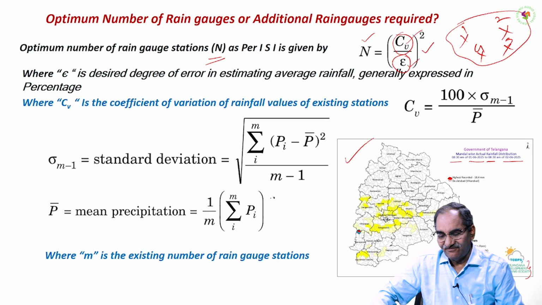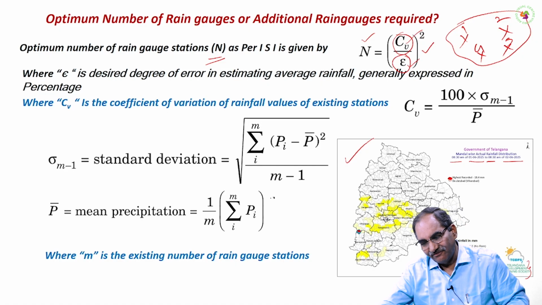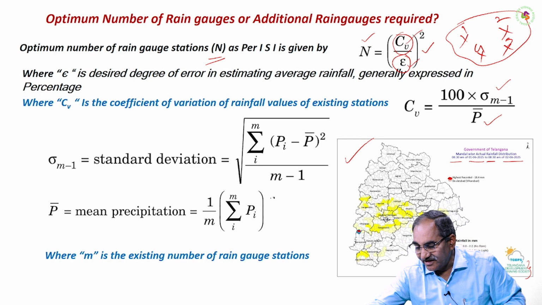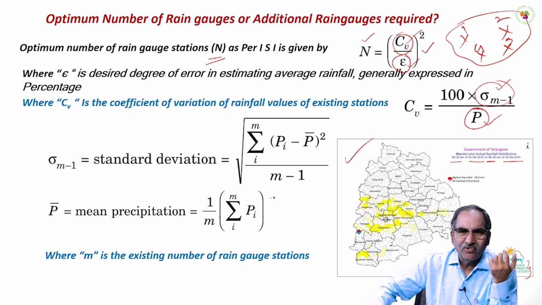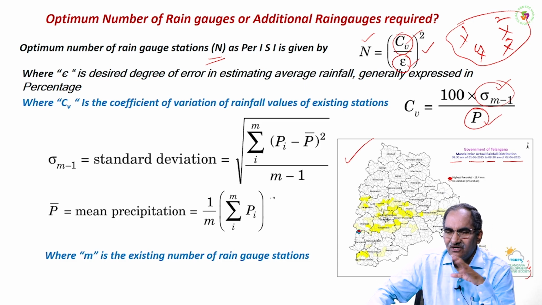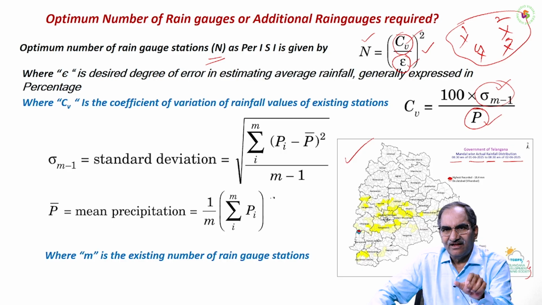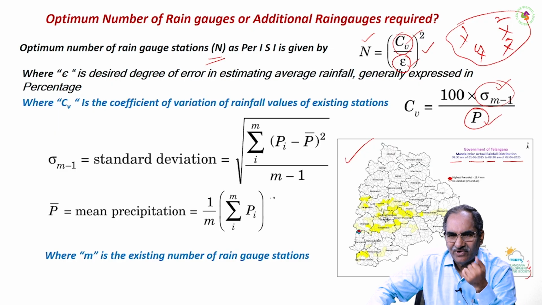In statistics, the coefficient of variation can always be calculated if you know the standard deviation and the average. So in any problem, our first task is to calculate the average. If they have given, say, 10 rain gauges, then calculate the average rainfall of whatever rainfall is there in the 10 rain gauges. How to calculate the average rainfall? Sum of that divided by the number of rain gauges.